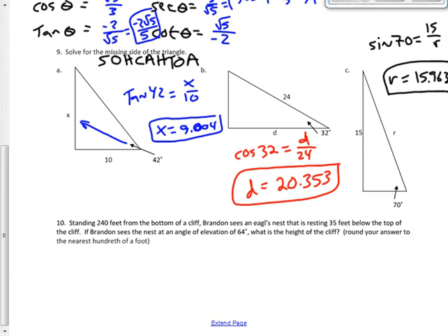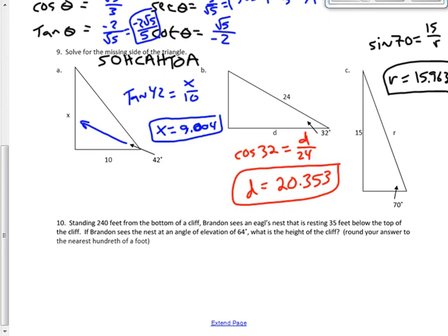Okay. So I end up with tangent of 42, because I have an opposite and an adjacent, equals x over 10. Multiplying both sides by 10, I get x equals 9.004. Rounding to 3 decimal places, just for no random reason. So for part B, I have cosine because I have adjacent and hypotenuse. So cosine of 32 is equal to d over 24. Multiply both sides by 24, and you get 20.353.